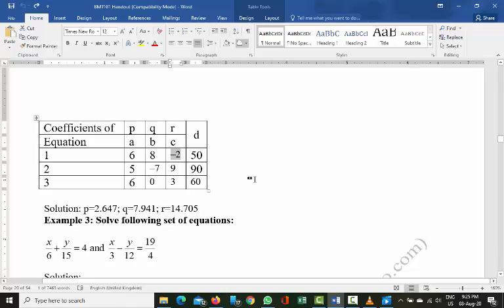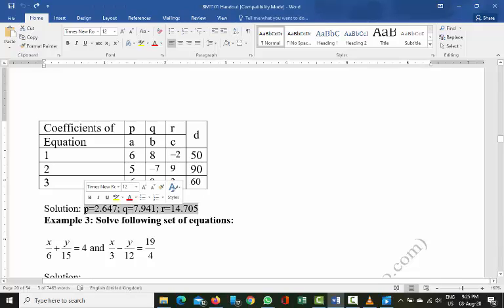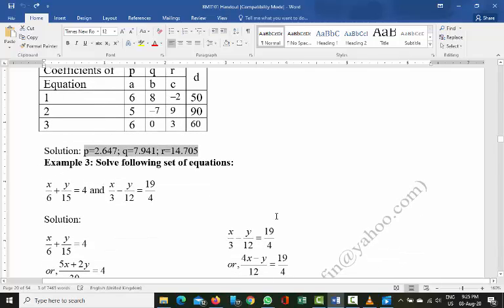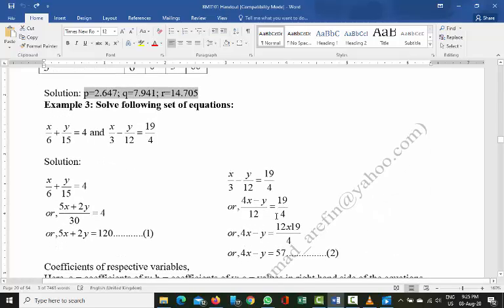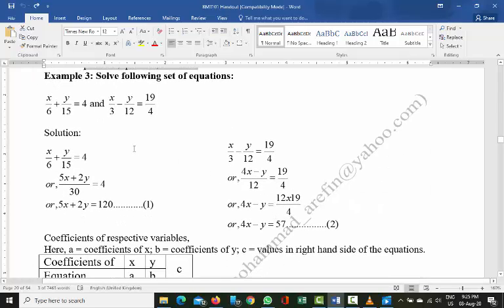So if you put the values in your calculator and solve it, you will see the value of p is this one, q is this one, and r is this one. So this way you can solve a set of equations.